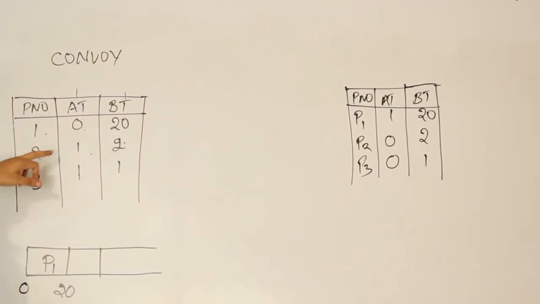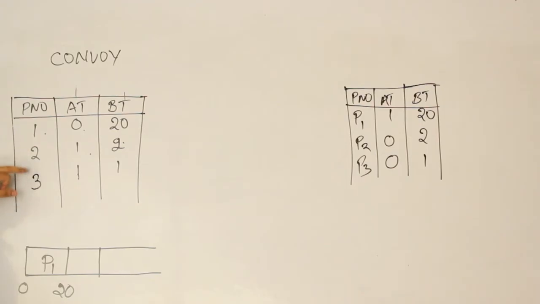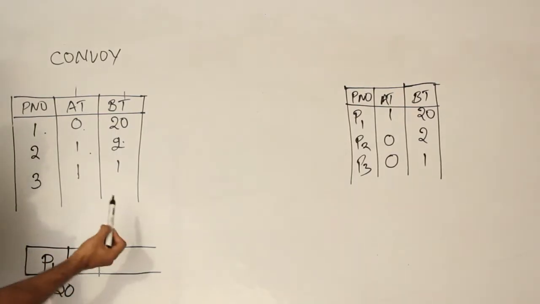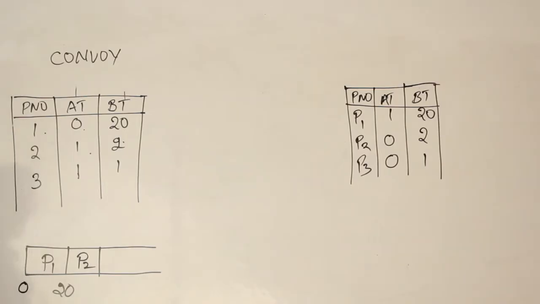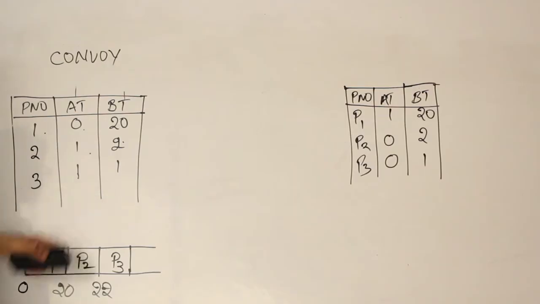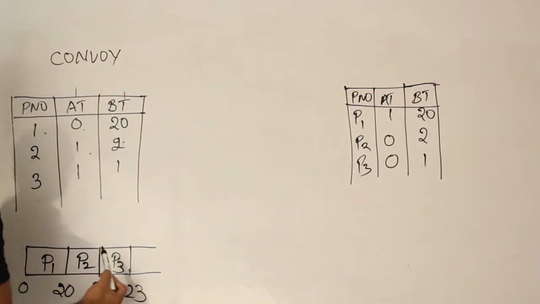Now, we see that P2 and P3 are arriving at the same time. Therefore, which one should you schedule first? P2, right? So I am going to schedule P2 first. Fine. And what is the burst time? The burst time for P2 is 2 units. Therefore, the total time is 22. Got it? And then P3 will be scheduled. And what is the burst time for P3? It is 1 unit. Therefore, it is 23.